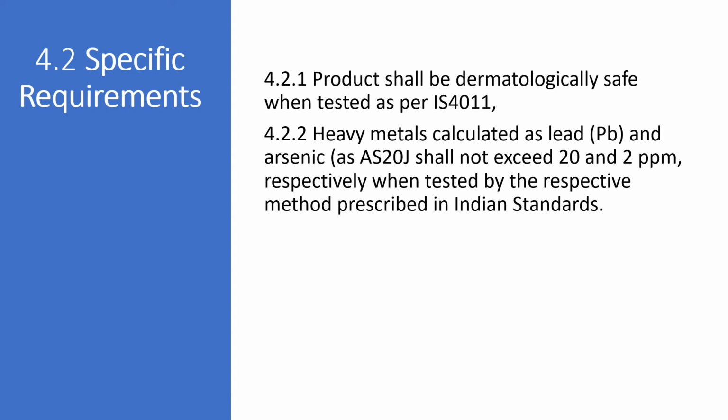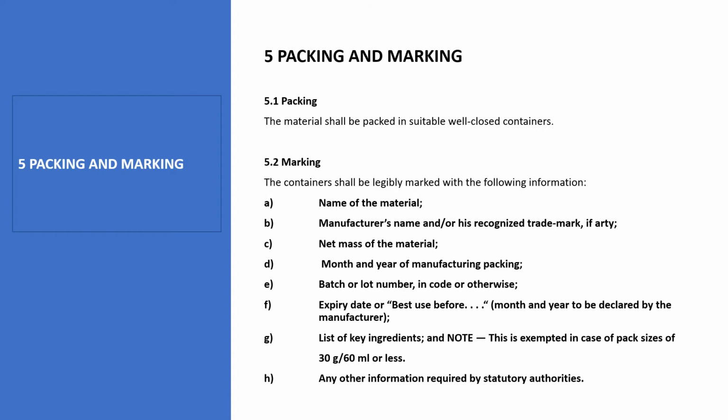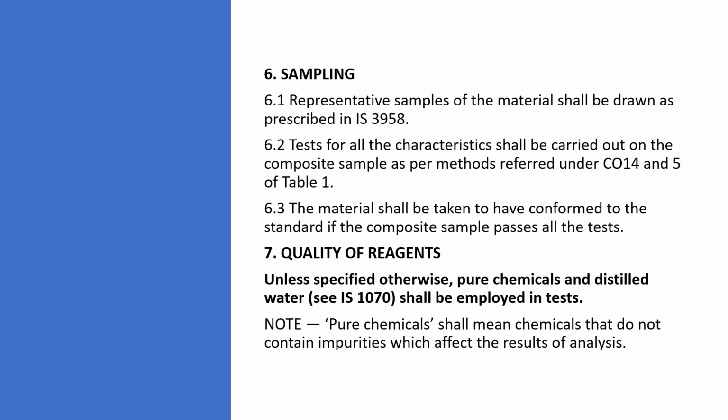Now, when we talk about the packing and the markings, the packing material shall be packed in suitable, well-closed containers. The marking shall contain the desired information. As I've told in my previous video about the shampoos, it has to be in this sequence: name of the material first, then manufacturer's name, net quantity, month and year of manufacturing of the packaging, batch or lot number in code or otherwise, expiry date or best before use, list of key ingredients, or any other specific requirements by the statutory authorities. So this was about the packing part.